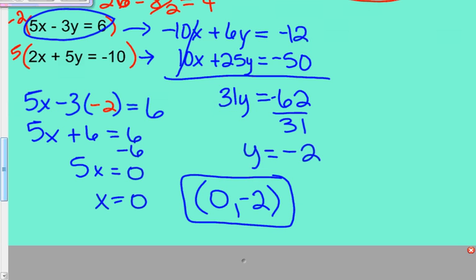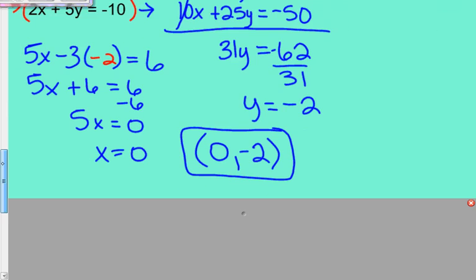The name of this game is just trying to determine what number you can multiply to create variables with the same coefficients, except opposite. And there's a number of ways you can do this. Just play around with it.